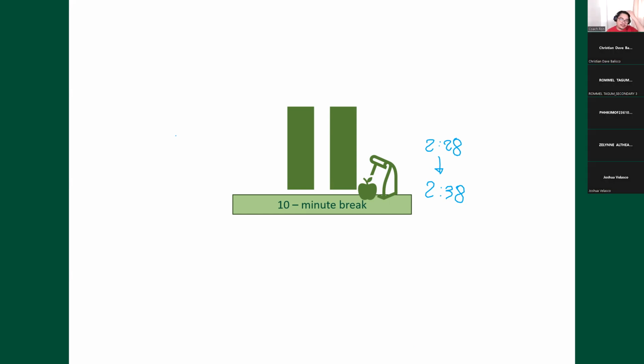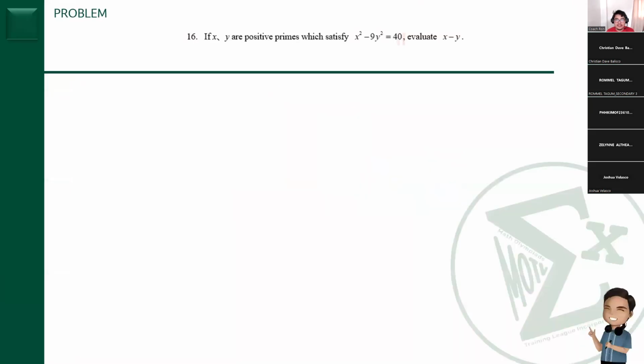Okay, that should be it. Now let's carry on with our next step. Let's continue on with our second half. Let's go. X and Y are prime, and we satisfy this one. We can try an area way out of this, but I really don't recommend it. It's really a bit hard.